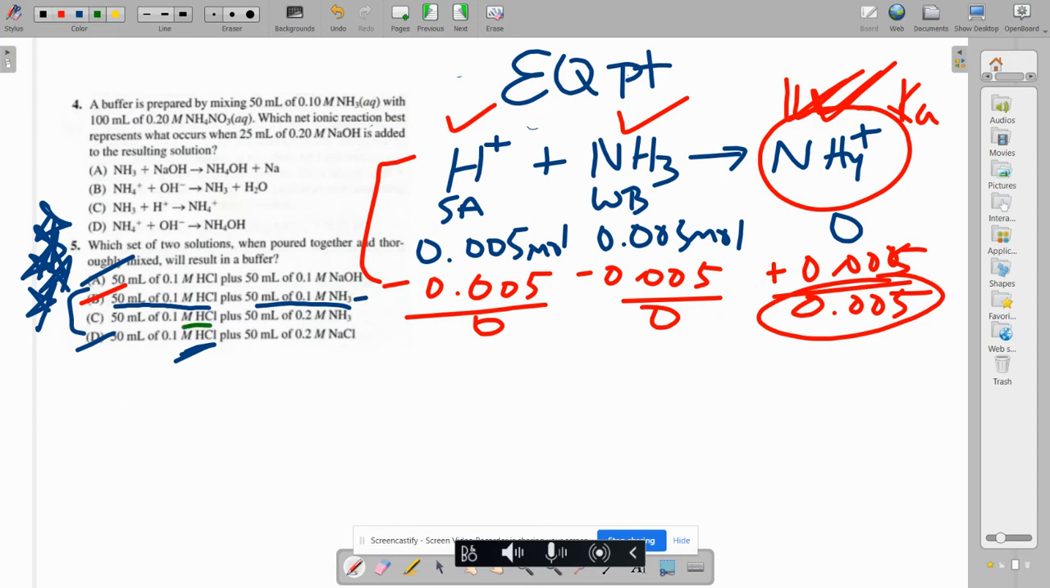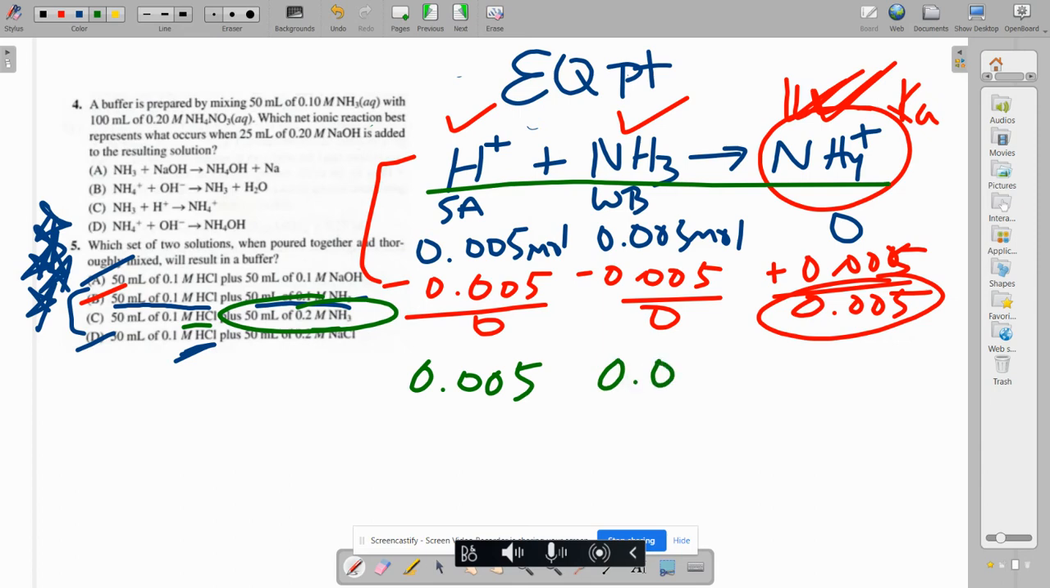So exact same mixture, HCl plus NH3. So I'm basically going to use the same reaction if that's okay. It looks like my moles of H plus is exactly the same, 0.005. But the big difference is this guy. We have twice as much NH3. So instead of 0.005, we're looking at 0.010 moles. And this guy's still 0.